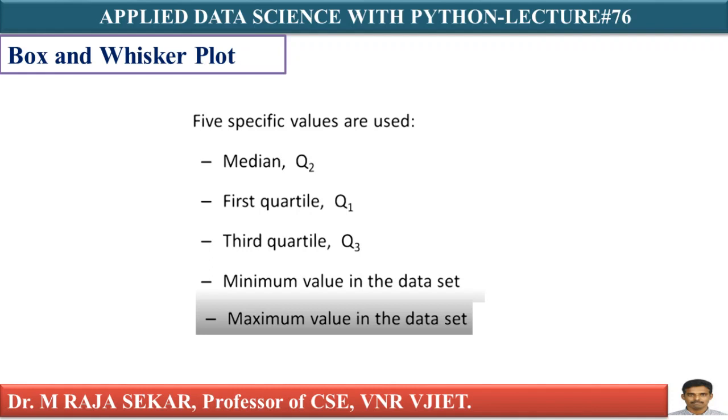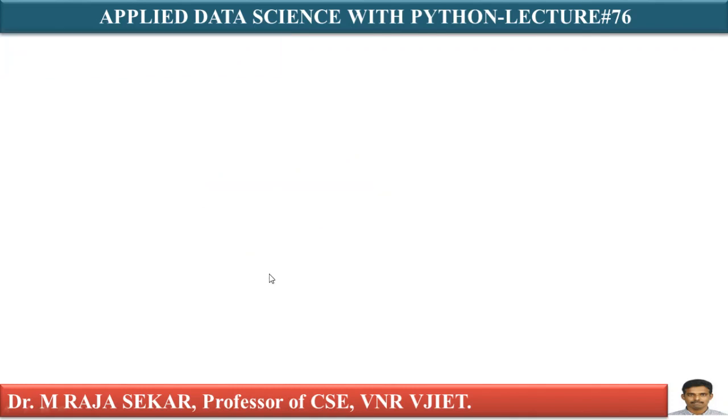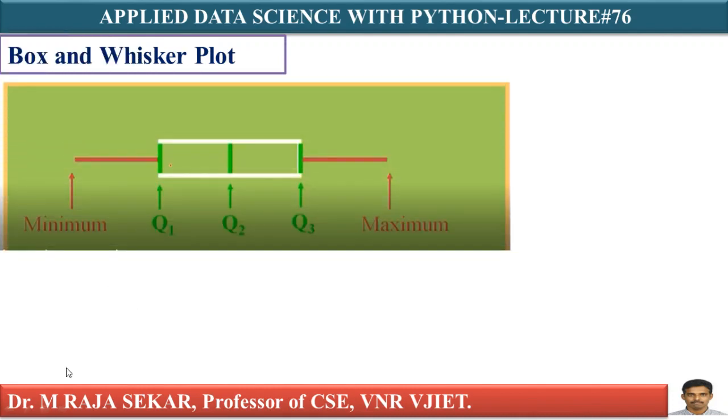Q2 is quartile 2. I will record a separate lecture on quartiles. For the time being, just understand that Q2 is known as the median, that is, the second quartile. Q1 is the first quartile. Q3 is the third quartile. You also have the minimum value and the maximum value. Let us try to visualize it. How will it be? Yes, this one is a box and whisker plot.